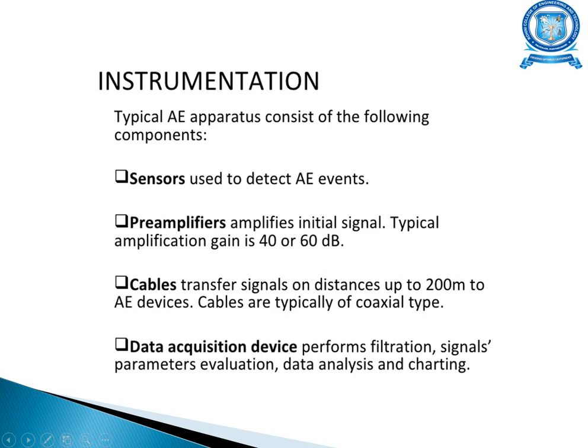And here the instrumentation. A typical acoustic emission instrument consists of the following components. It will have a sensor used to detect acoustic emission events, which senses the emitted acoustic emission waves, and it has a pre-amplifier unit that amplifies the initial signal, and the typical amplification gain is 40 or 60 dB. You also have cables which transfer signals over distances up to 200 meters to the acoustic emission devices.